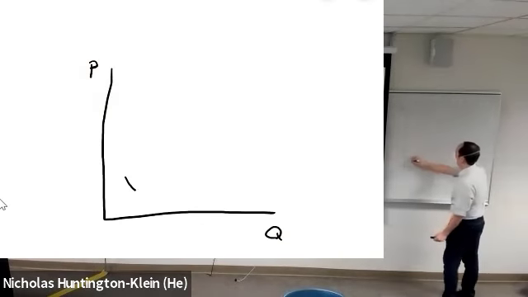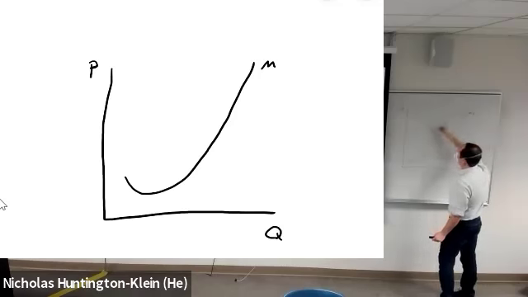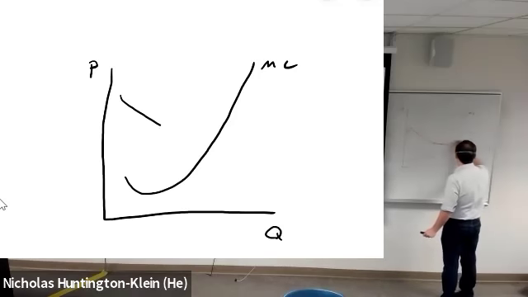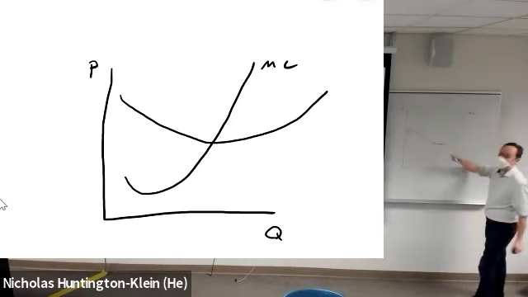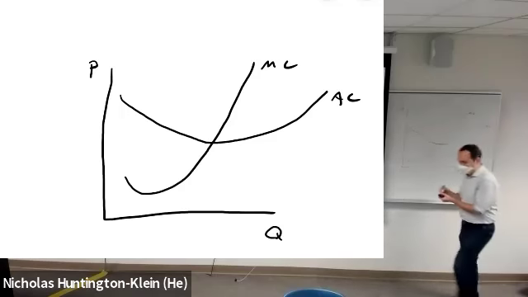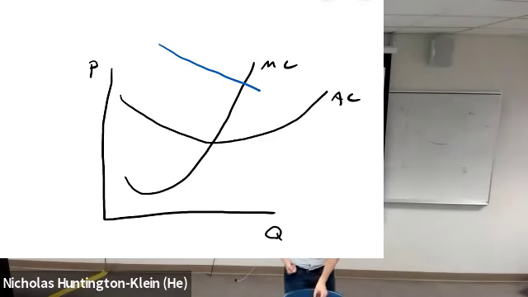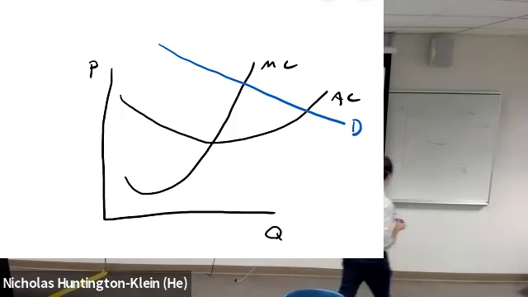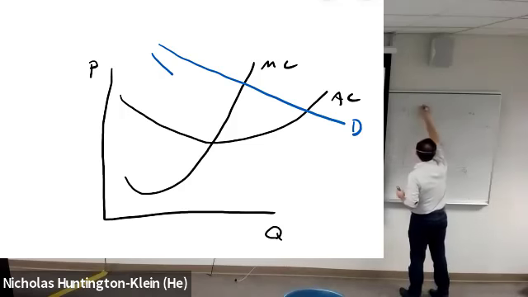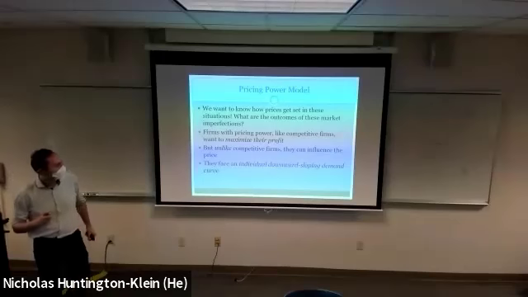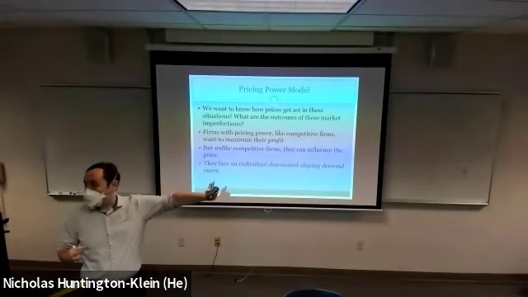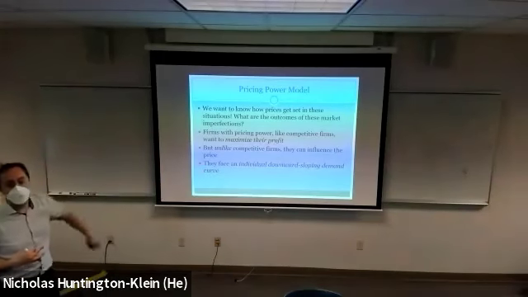So just like before, we have our marginal cost. We have our average cost, which still intersects at the bottom. And we're going to add in our demand curve. And this demand curve is going to slope downwards. All right, so we've made our one change. Let's see what implications we can get out of this.